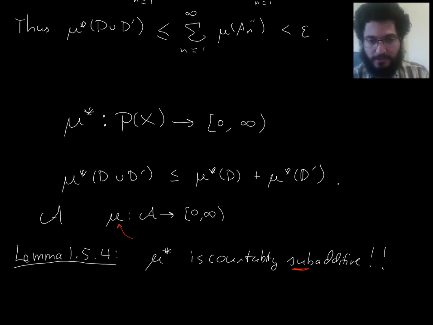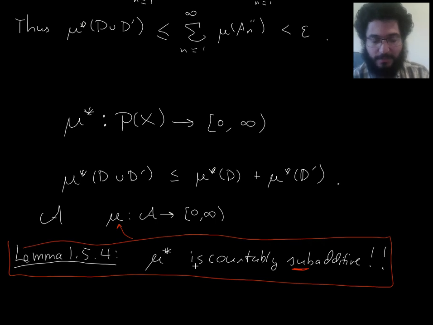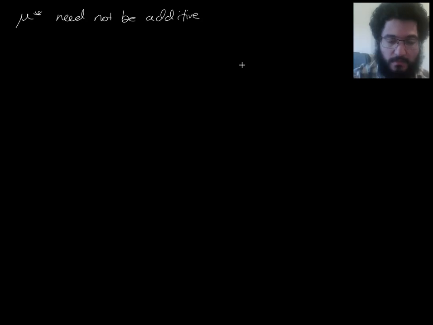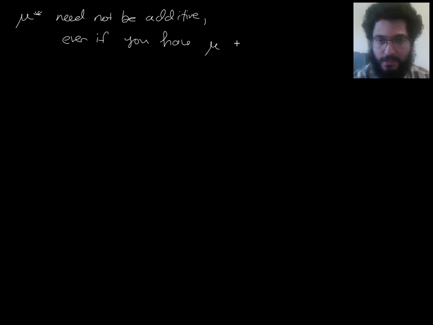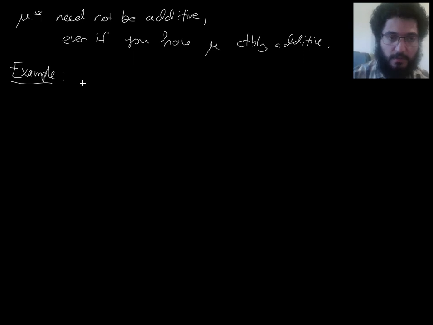So let me show you the good news and the bad news. Here's the good news, and this is something we'll probably prove next time. I think this lecture ran too long, but this will be a fun one to prove. But the bad news is that mu star need not be additive. It need not even be finitely additive, even if you have a good mu to start with, like mu even countably additive. So let me end this lecture with an explicit example.